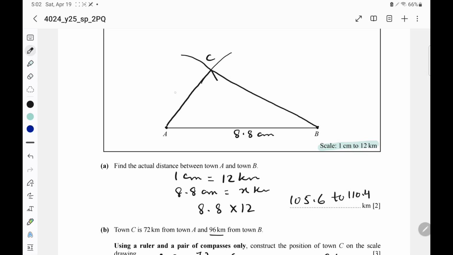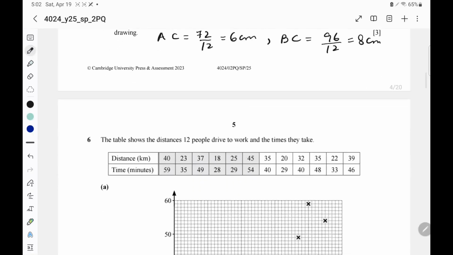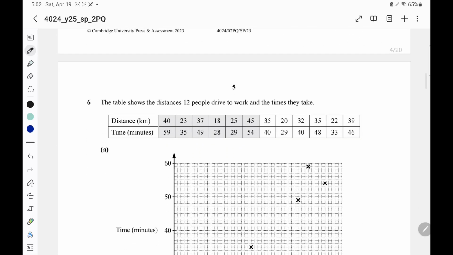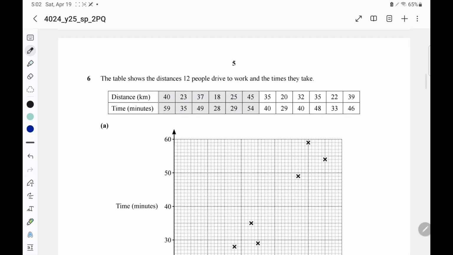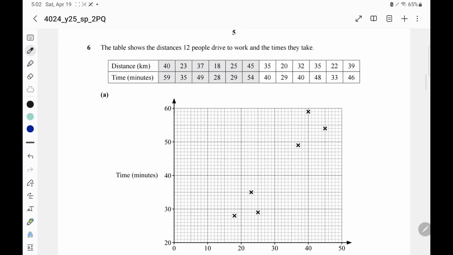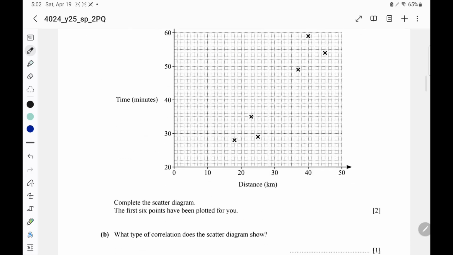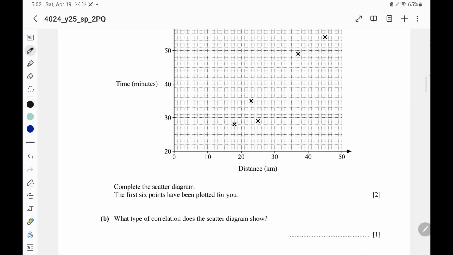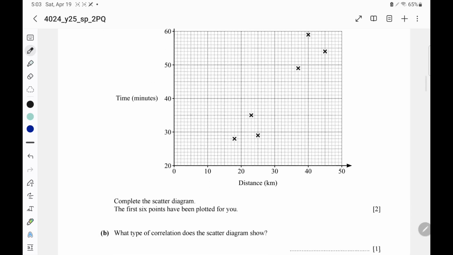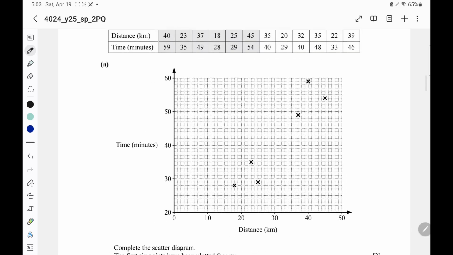Okay, so check it, is it 6 centimeters and 8 centimeters, then your answer is correct. Now move to the next question, question number 6. In question number 6, there are 12 people who drive to work, and the time they take. The first 6 points have already been plotted for you. Complete the rest of the scatter diagram.